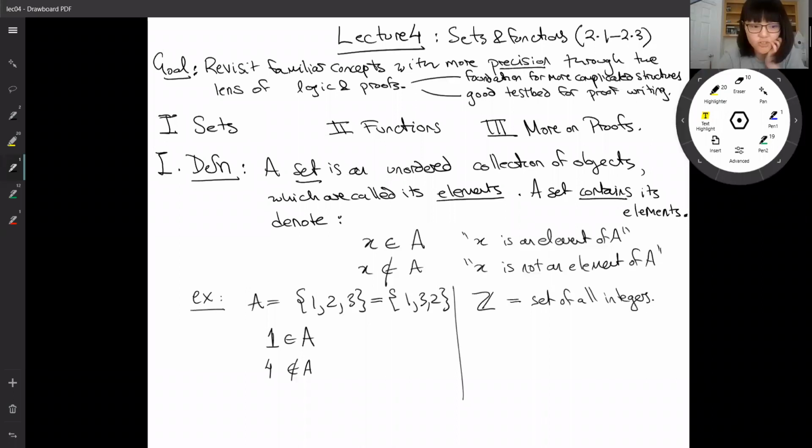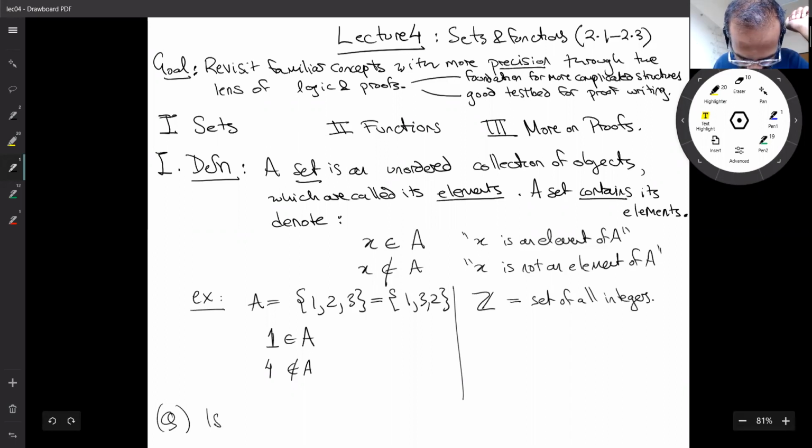I have a question. So what happens when a set has a repeating element? For example, if it's like 1, 1, 2, 3, would that still be a set? Yeah, so one question is: is A equal to {1, 1, 2, 3} a set?